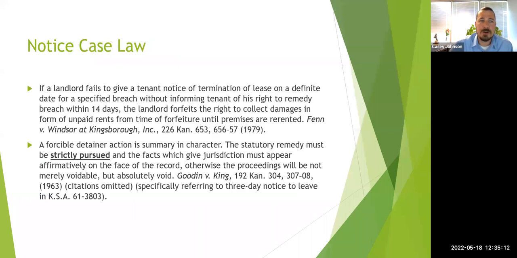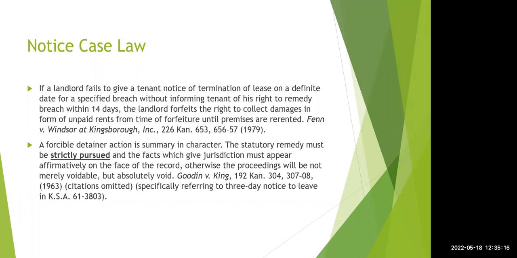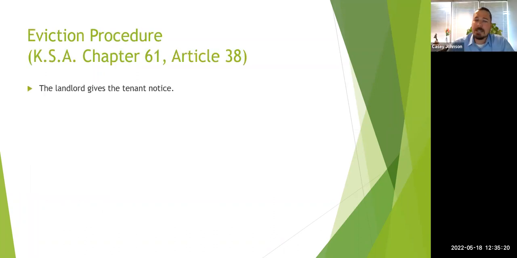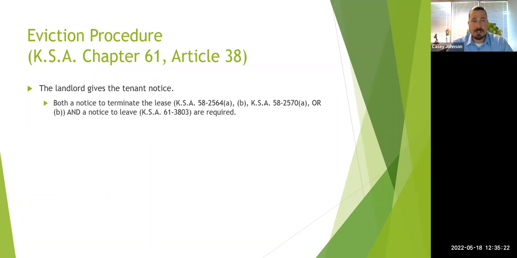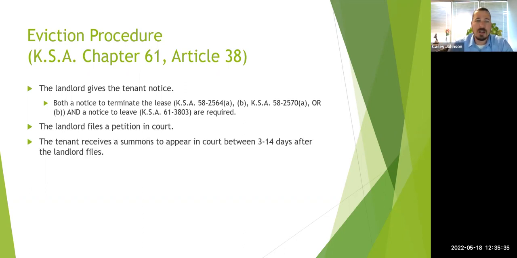Then there's some case law and notices. So again, it has to be strictly pursued. If they mess it up at all, you should hopefully be able to get a case thrown out. So how cases in Kansas usually go is the landlord gives the notice. Again, it has to be both a notice to terminate the tenancy and notice to leave. If they don't comply, don't pay within 3 days, don't fix the issues within 14 days, or don't leave, then the landlord can file an unlawful detainer or an eviction case in court.